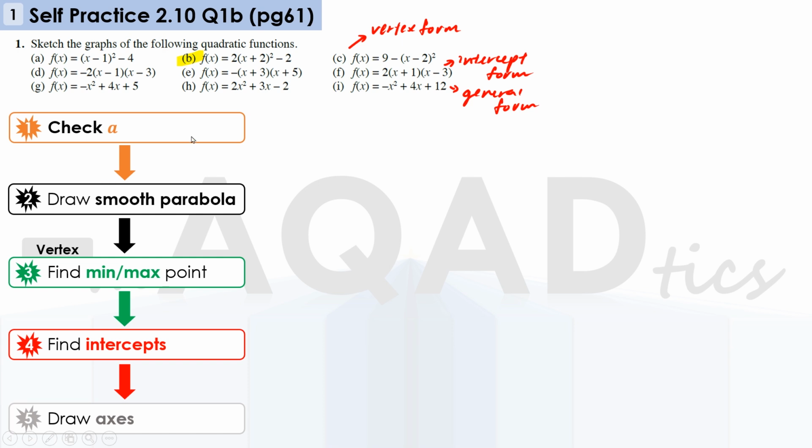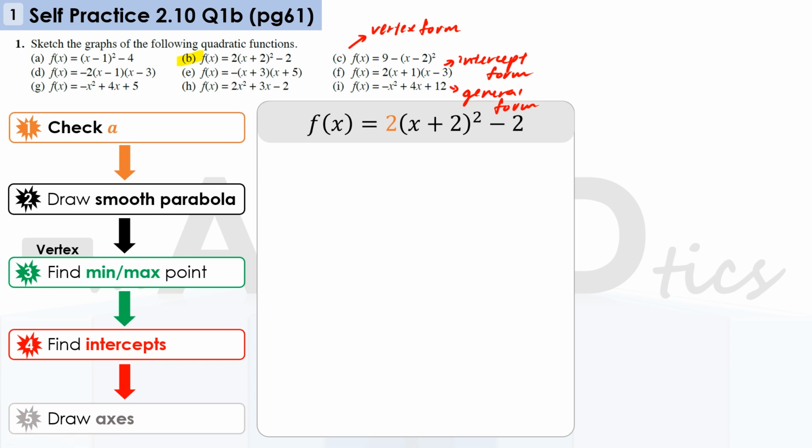Right, so let's go through the steps one by one. The first step is to check the value of A. Again, we need to check whether it is positive or negative. Here the value of A is positive, so we need to draw a smiley face. Okay, so we go to step 2. Draw the smooth parabola, which is our smiley face. Make sure there are no breaks in between, and both left and right have the same shape, which means the graph is symmetric.